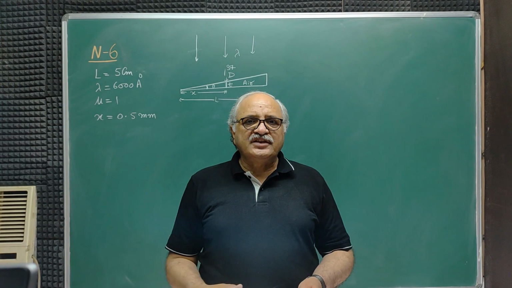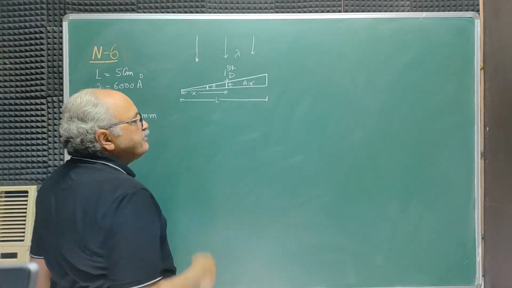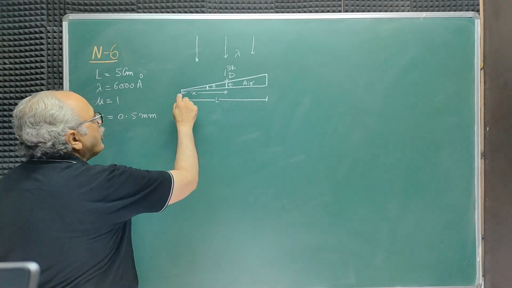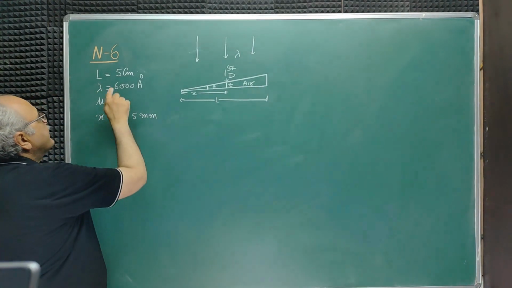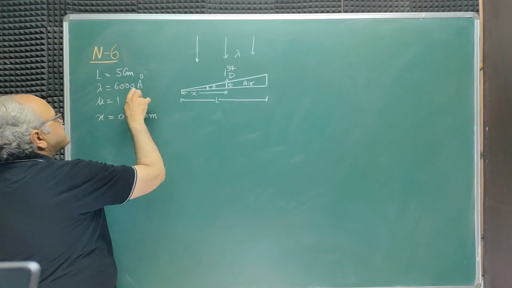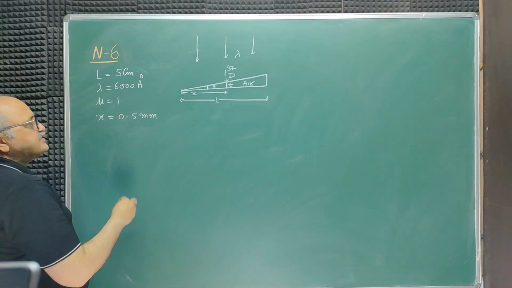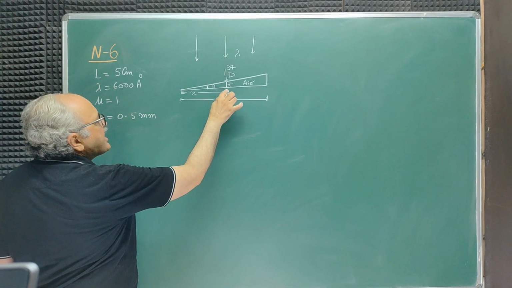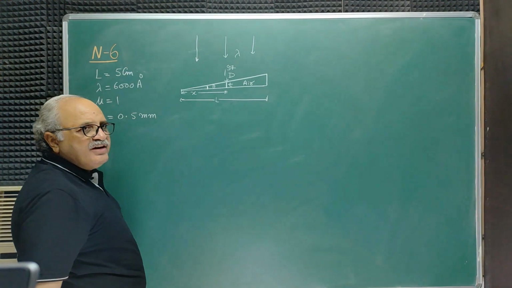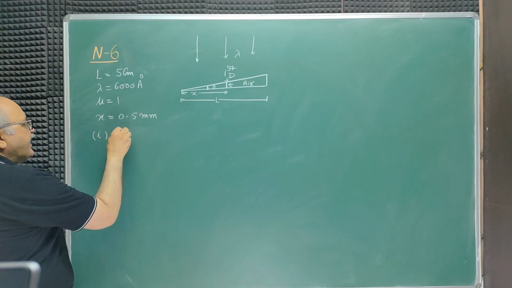So let us take the sixth numerical. In this numerical, a wedge-shaped film is formed between two glass plates. The horizontal distance maximum is 5 centimeter. Radiation of wavelength 6000 angstrom is coming almost normal to this film. It is told that the first dark fringe comes at a distance of 0.5 mm from the edge where these two glass plates meet, and we are asked to find out the angle of the wedge.